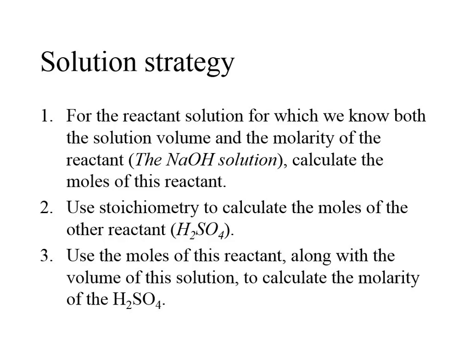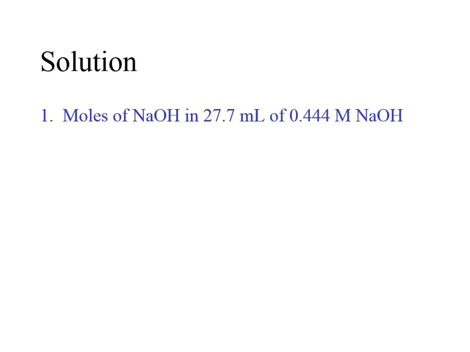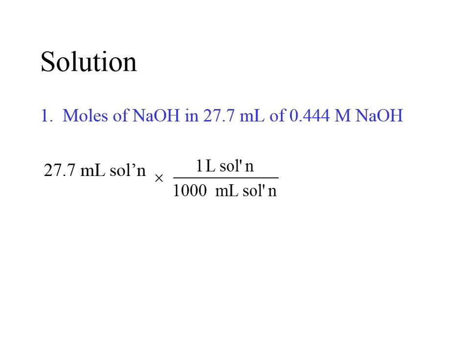All right. So execute. Step number 1, from the thing we know the most about, we have volume and molarity. We can go ahead and get to moles. So I'm going to put the 27.7 milliliters over 1. Since I want milliliters to ultimately cancel with liters, they wouldn't, so the next term actually is going to be my 1 liter over 1,000 milliliters. And then the third term is going to be my molarity.